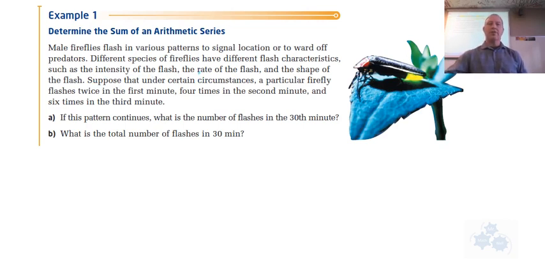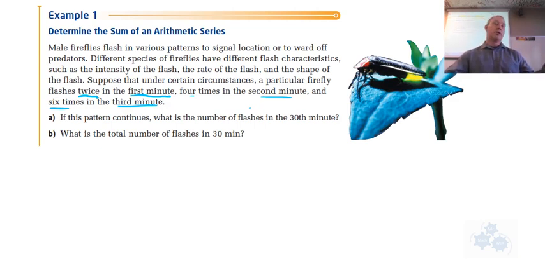Suppose that under certain circumstances a particular firefly flashes twice in the first minute, 4 times in the second minute, and 6 times in the third minute. If the pattern continues, what's the number of flashes in the 30th minute? Okay, this one you can just use intuition. Remember, there's some logical reasoning that you can do for a lot of this stuff.